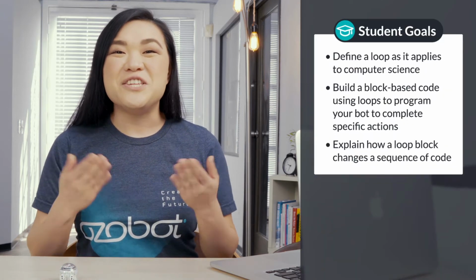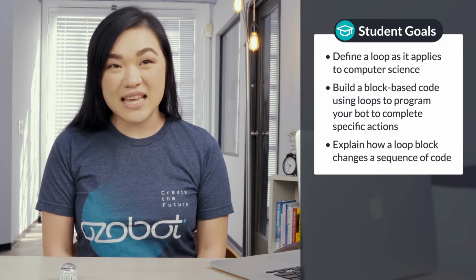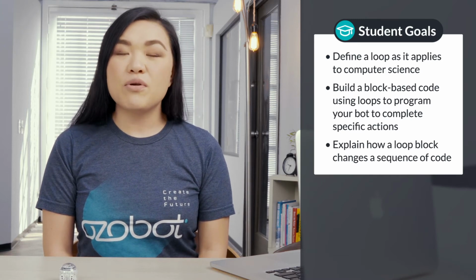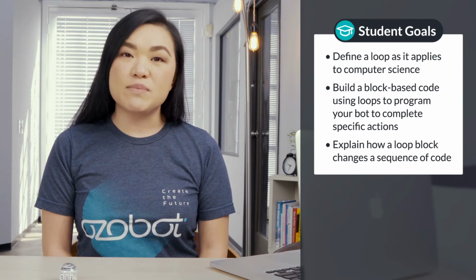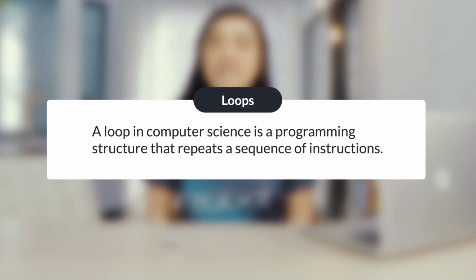After today's lesson, you will be able to define a loop as it applies to computer science, build a block-based code using loops to program your bot to complete specific actions, and explain how a loop block changes a sequence of code. A loop in computer science is a programming structure that repeats a sequence of instructions.